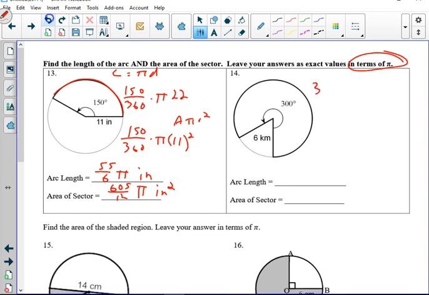Same idea over here, except this time we're doing 300 over 360 twice. Once with pi times diameter, and once with pi times radius squared. Well, the arc length breaks down to 10 pi kilometers, and the area breaks down to 30 pi kilometers squared.